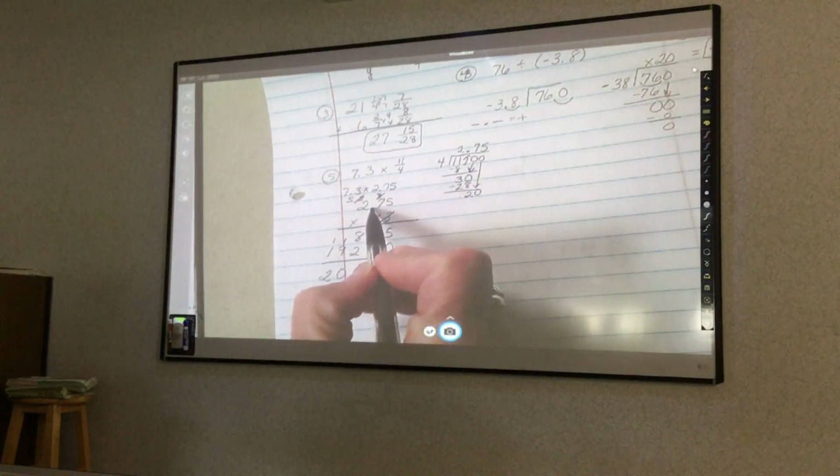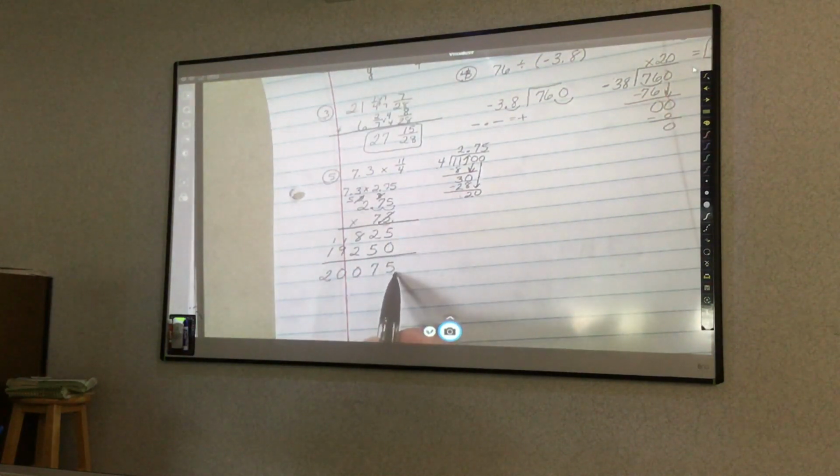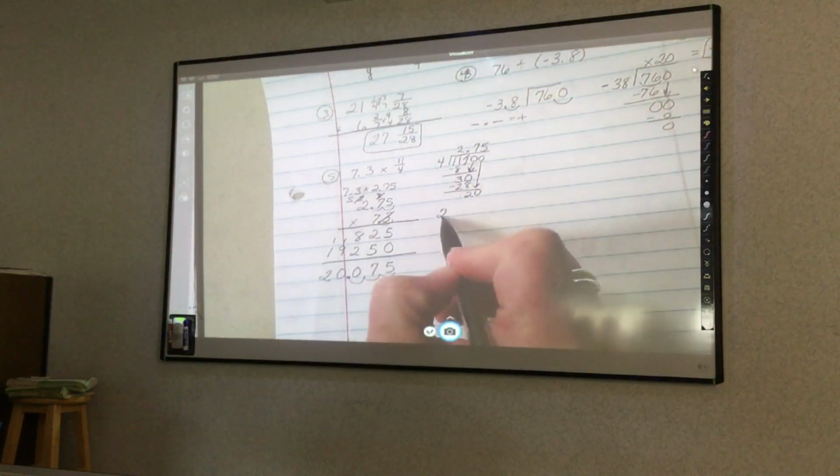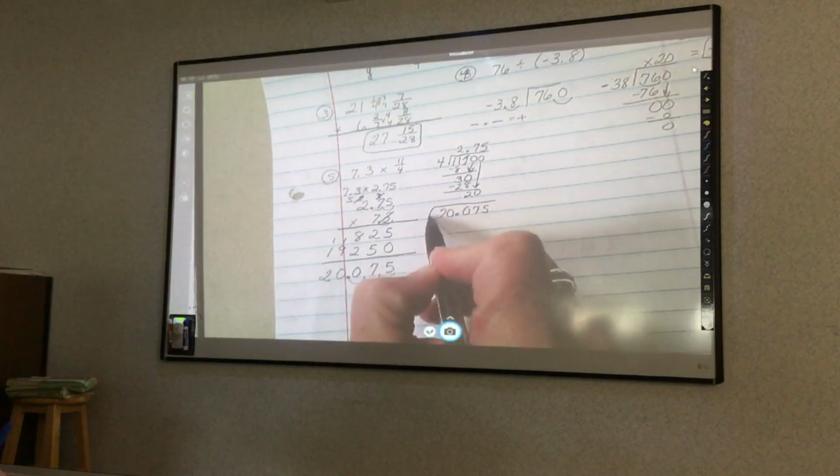Now I count my decimals. 1, 2, 3. So 1, 2, 3. Rewrite your answer, and put a box around it.